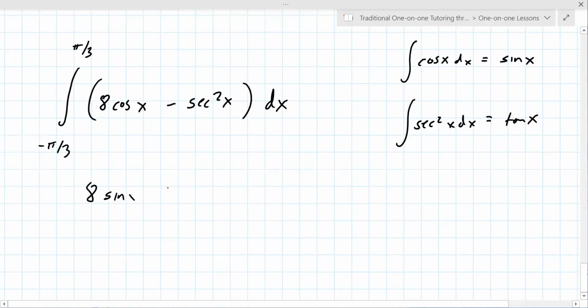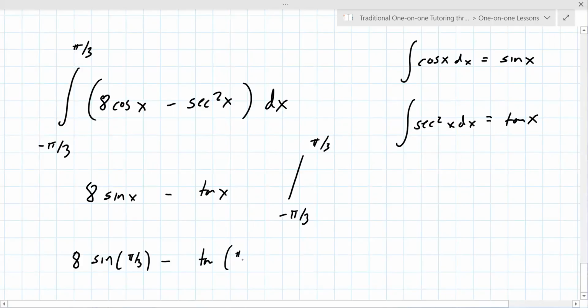You get 8 sine x minus tangent x, from minus pi over 3 to pi over 3. Now perhaps the harder part is evaluating at the endpoints. So this is where the instructor could say, hey, I told you, you got to remember your trigonometry. And what they really mean is your unit circle.